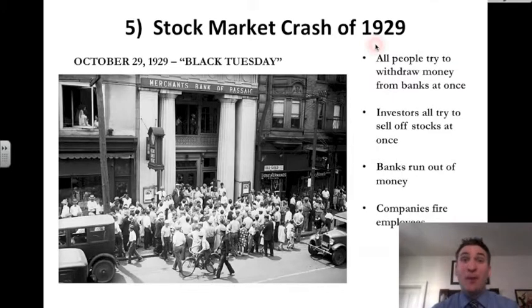Number five, the stock market crash of 1929. The day was October 29th, 1929, right before Halloween. It was called Black Tuesday. And you would see a scene like this all across America because people are rushing to their banks to try to take their money out. In fact, all people are trying to withdraw money from banks at once. Investors all try to sell off their stocks at once. The banks run out of money and can't repay these people. Companies start to fire employees, and the Great Depression starts to settle in.